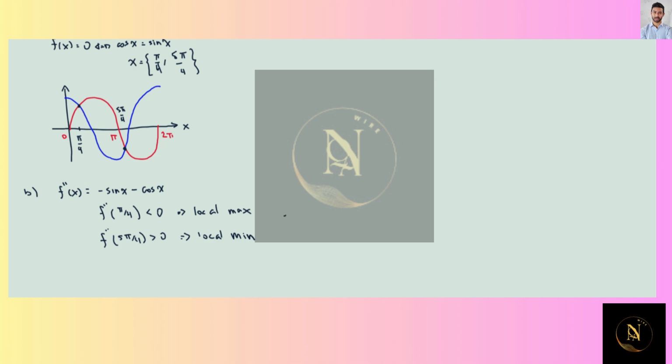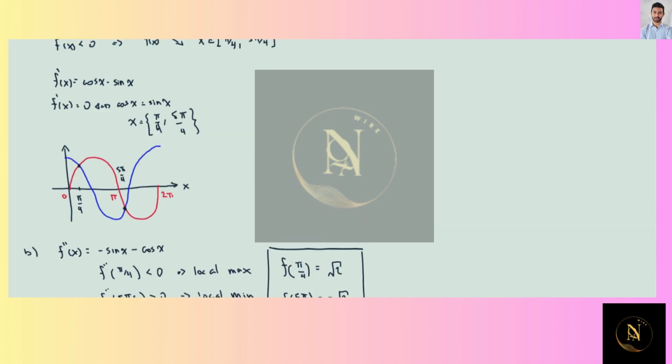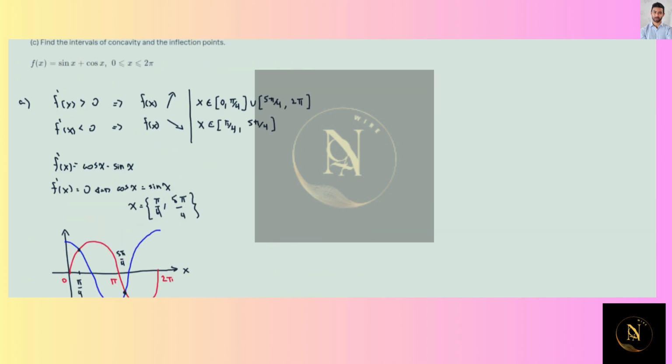And if we want to find the actual values of local max, local min, we simply need to evaluate f at the critical points. So f at pi over 4 returns the square root of 2, and f of 5 pi over 4 returns minus the square root of 2. I'm just going to box all the answers.